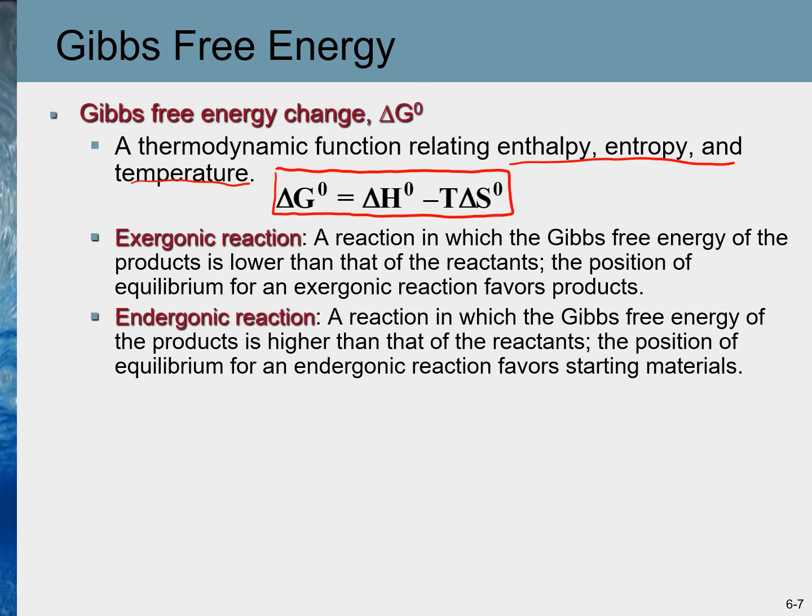Now, free energy change, that is delta G value, can be used to predict if a reaction will be spontaneous or will not be spontaneous. In other words, delta G can be used to determine if a reaction will take place or will not take place. Those reactions in which the change in free energy, that is the delta G value, is negative, those reactions favor the formation of products.